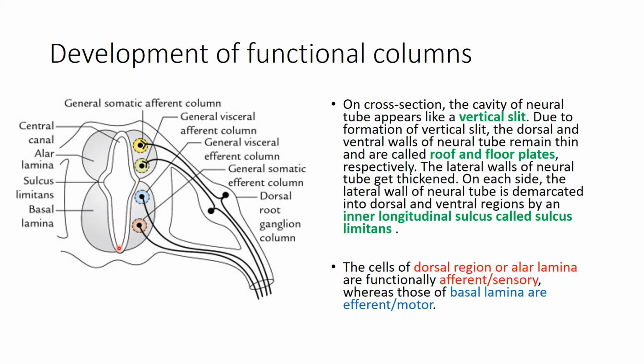The ventral portion of the spinal cord region, which we call the basal lamina, that is anterior to the sulcus limitans, is mainly concerned with motor function. So the ventral root here, you can see, carries the motor fibers to the periphery.